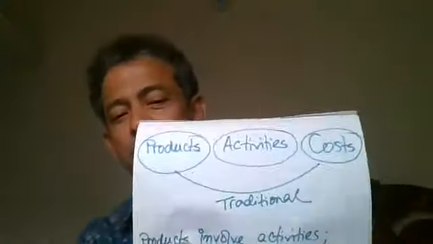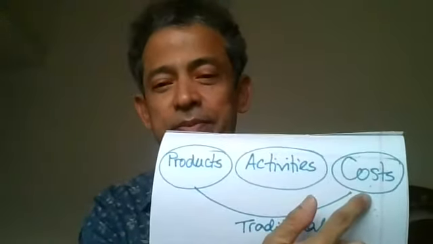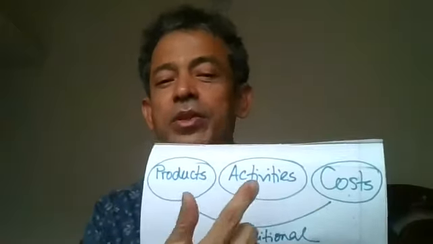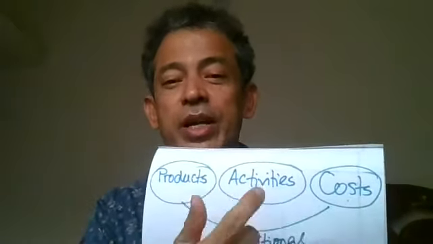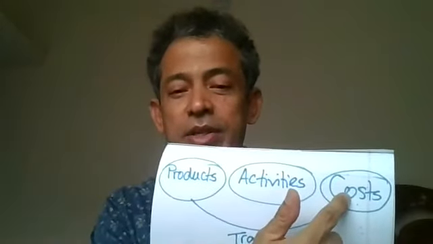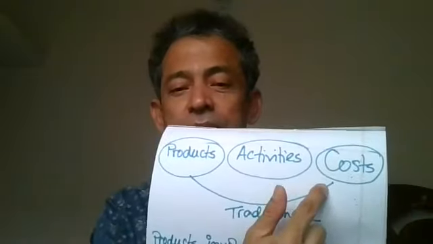All right. So traditionally they used to say that cost is a function of products. The more products, more cost. But here we say that the more activities, more costs. More activities, more costs. So the relationship between product and costs is via activities in ABC. This is traditional. We bypass activities.